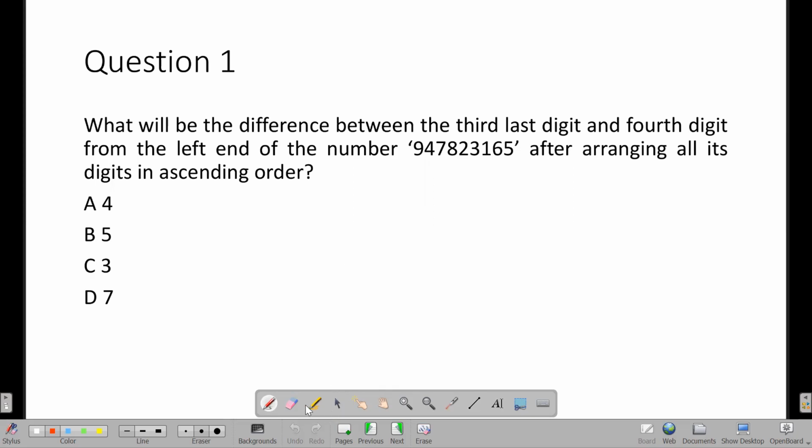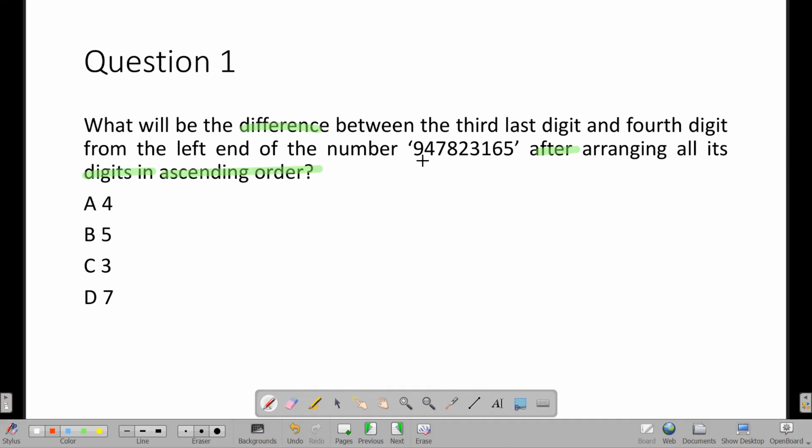All right. In this question, it is asked, what is the difference between, so you are dealing with subtraction here. What is the difference between the third last digit and the fourth digit from the left end of this given number 947823165 after arranging all the digits associated with this number in the ascending order? Okay, so ascending order means what? From the smallest number to the largest number you have to arrange, right?